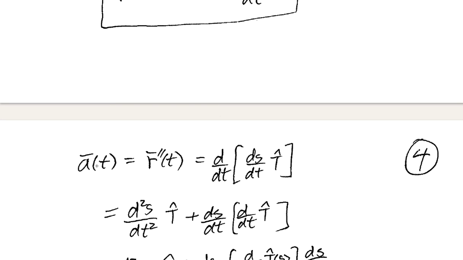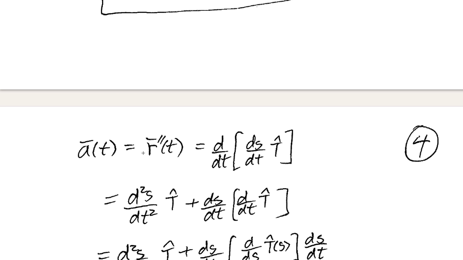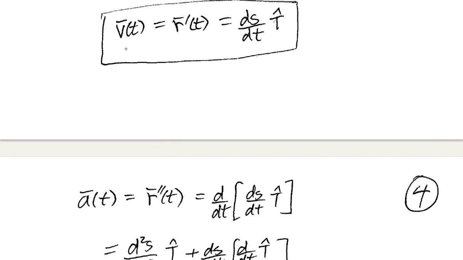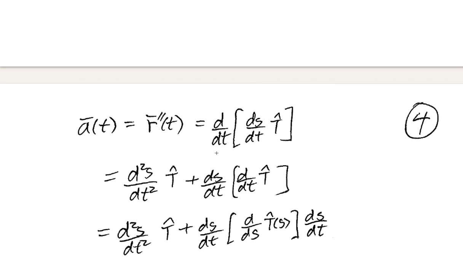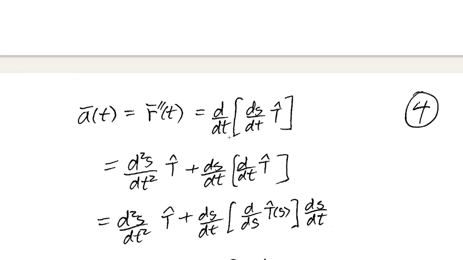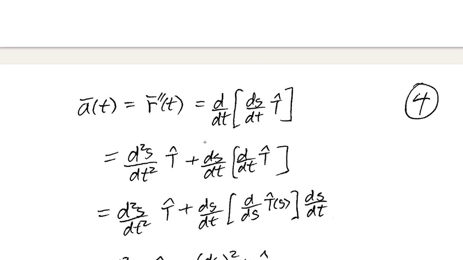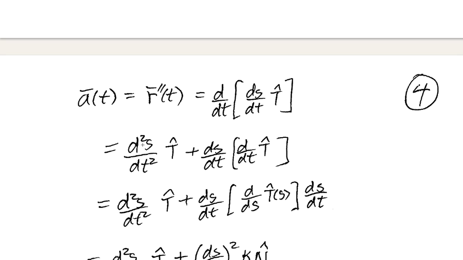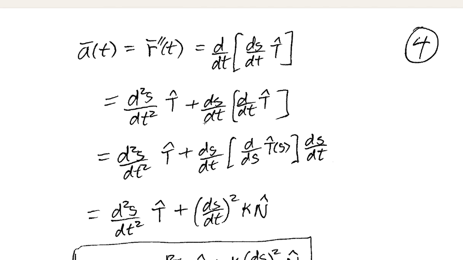If I differentiate again, I get acceleration. Acceleration is the second derivative of r with respect to time, or the first derivative of the velocity with respect to time. So just using the rules of differentiation, differentiate with respect to t, ds over dt, t hat here. And what are you going to do? Let's use the product rule. That would be the second derivative of s with respect to time, t hat, plus ds over dt, the derivative of t hat with respect to t. So we've got that.